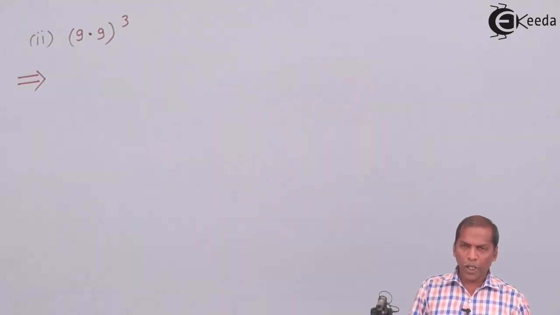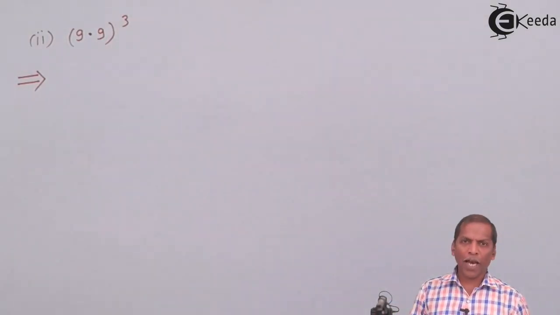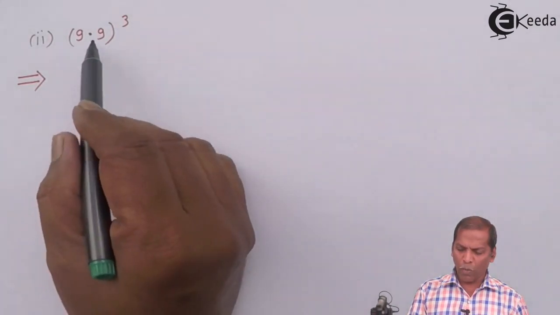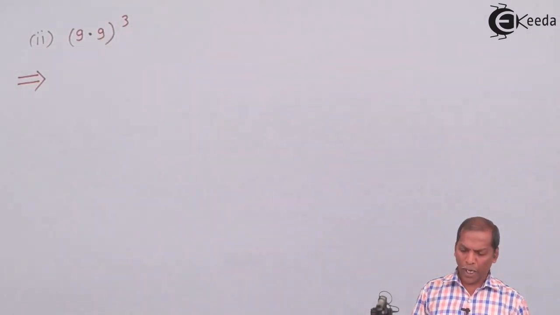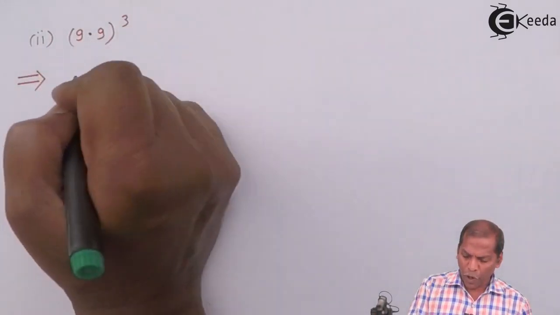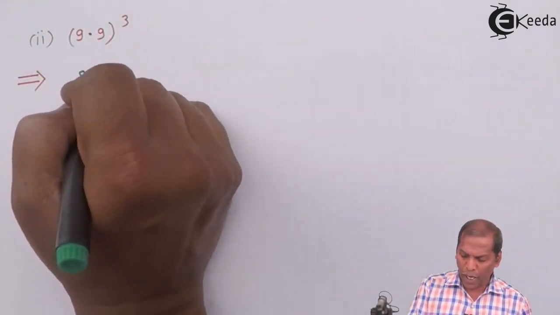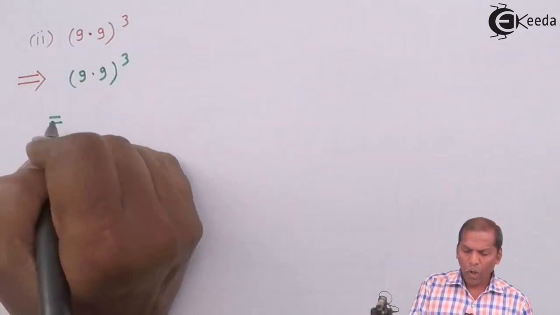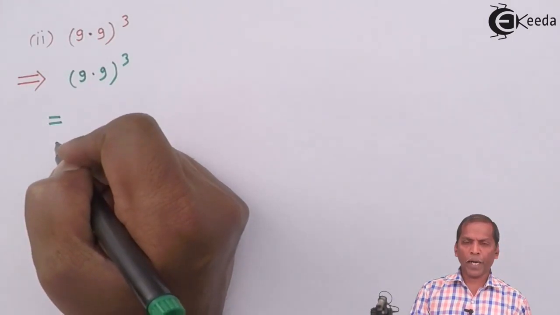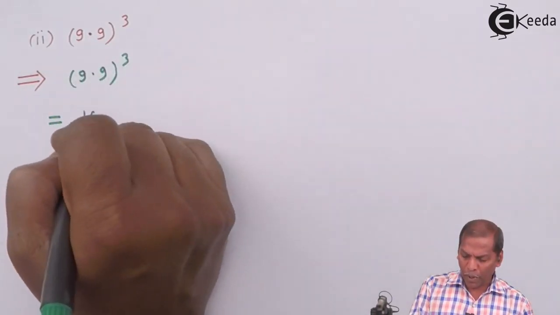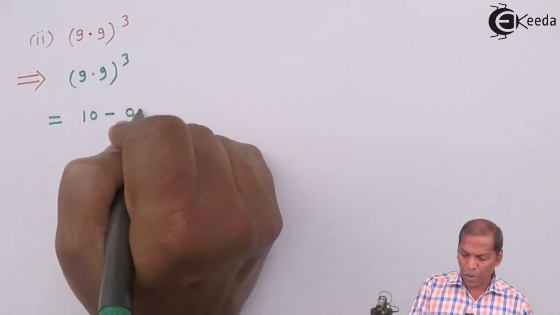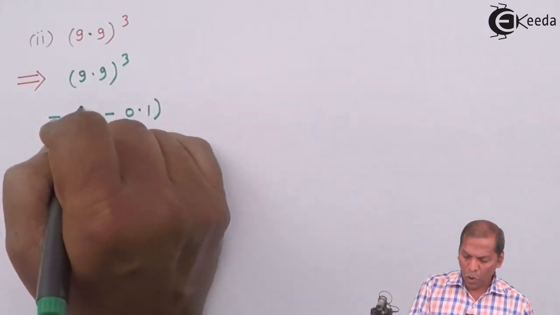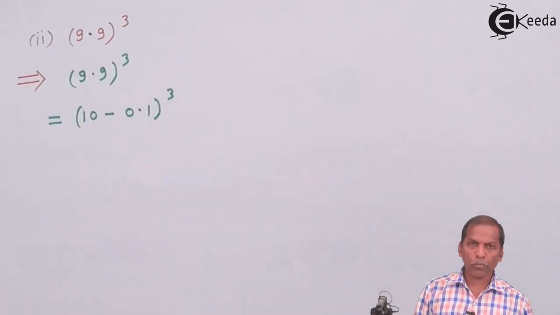The sub-question 2 is, here we have to find the value of (9.9)^3. Now let's see the solution. First of all, we start with (9.9)^3. Now here the 9.9 can be written as (10 - 0.1)^3. So now here we can use the (a - b)^3 formula.